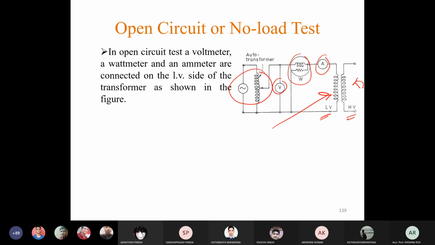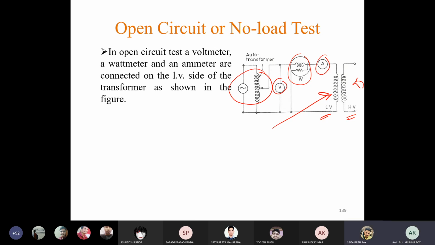No. It is, sir, not like that. Sir, I guess on the low voltage side, to obtain the flux that we need to perform the test, it is sufficient. And that is the reason we don't go to the high voltage side. No.